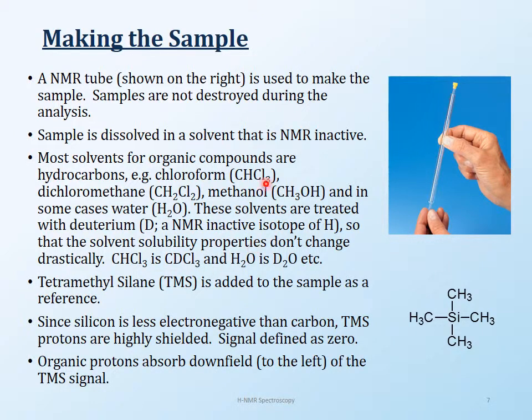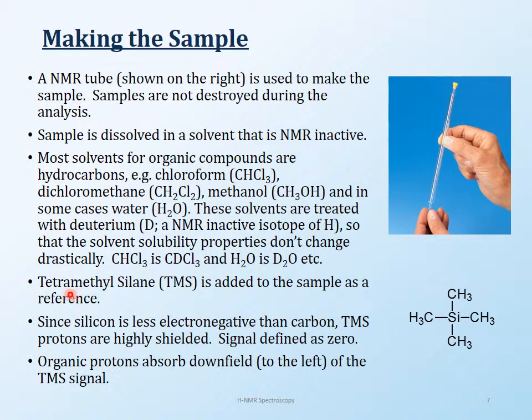So once you dissolve your sample, you will go ahead and put that in the NMR tube halfway. You try to make your sample as concentrated as possible, because the more nuclei you have of your sample, the better NMR spectrum you will get. So you try to make a nice concentrated sample.